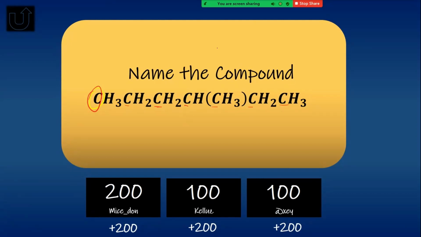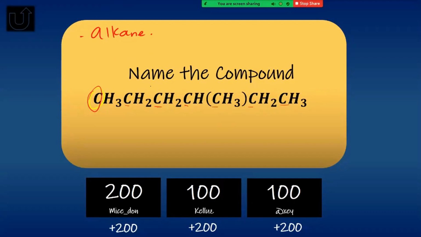What type of compound would this be? This is what we have: 1, 2, 3, 4, 5, 6, 7. We have 7 carbons in this compound, right? Focus, it's an alkane. There's no double bond, no OH group or anything in this. So it's an alkane. We established that.